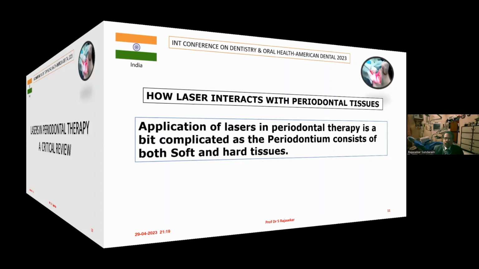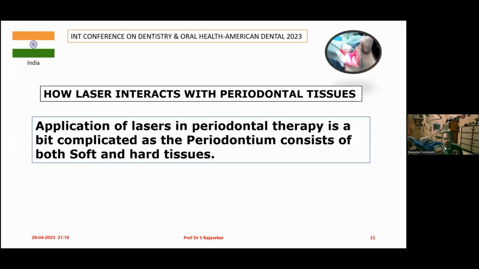So application of lasers in periodontal therapy is a little bit complicated because the periodontium, as you all know, consists of both soft as well as hard tissues. So we need to have equipment that works best on both soft tissues as well as hard tissues, or at least is not detrimental to either of the tissues.